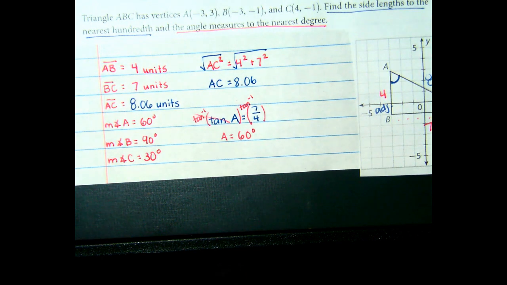I like doing it on a grid a lot better. It goes really quick, because the only thing I had to use a trig ratio for was one of the angles.